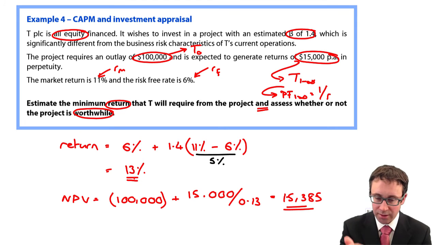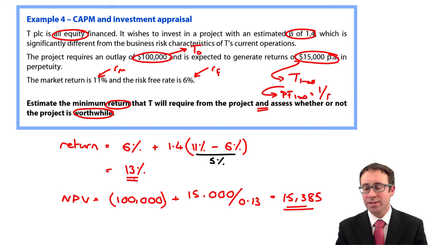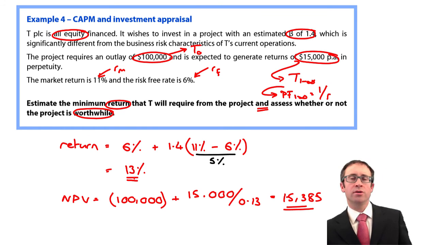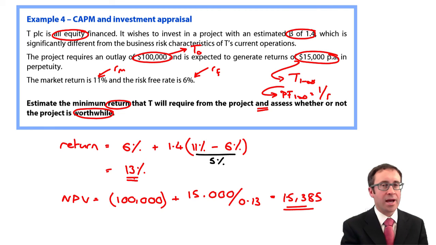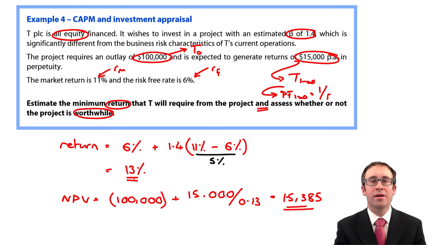Assess whether or not the project is worthwhile. I think the answer there is clearly yes. Why? Because it is a positive NPV project and therefore increases the wealth of the shareholders. Okay, so that just begins to introduce the fact that you might have to work out a capital asset pricing model return for an all equity finance business and then use that to go through there and appraise a project using NPV techniques. Pretty simple, isn't it?